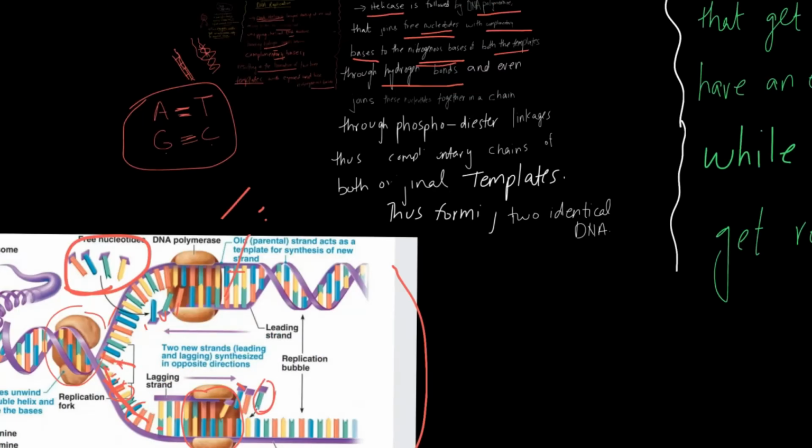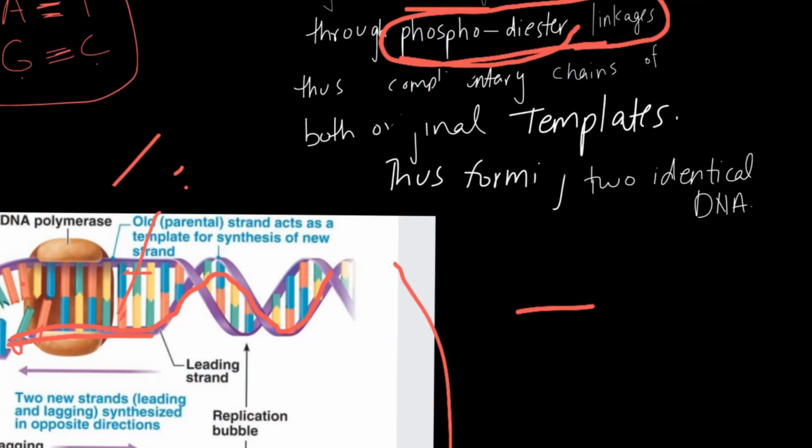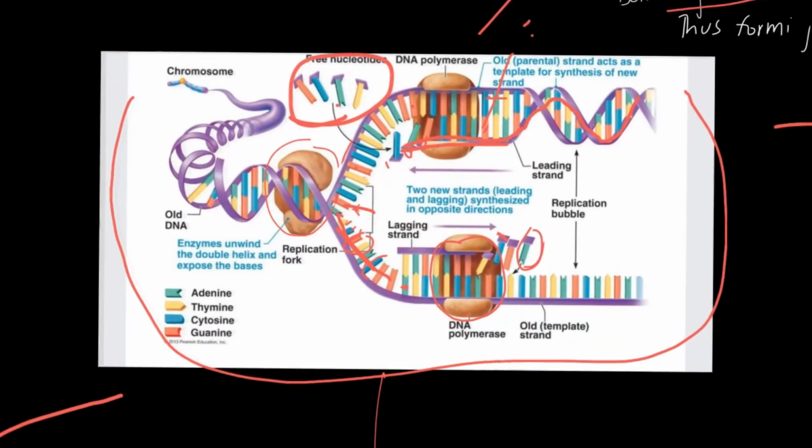Thus, it continues on to say, after these nucleotides are joined together, they're joined in a chain. As we can see, these free nucleotides are joined with the free template with the complementary base pairs, and then they're joined in a chain. This chain starts up again, and the DNA starts to form its shape again. They're joined in a chain through phosphodiester linkages. Phosphodiester linkages is an important term used in this chapter. And these complementary chains of both the original templates are formed, right? So two identical DNAs are formed.